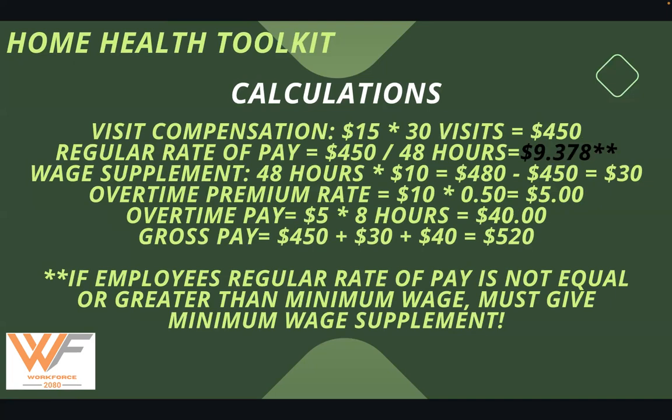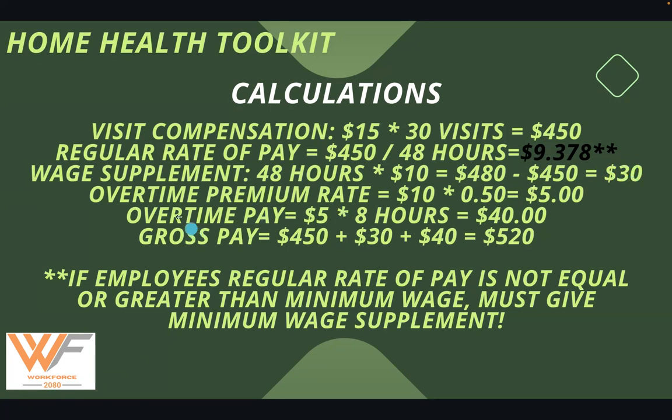Now remember, for the regular rate of pay, we take that total visit compensation and divide by the hours of work. Her average rate of pay in this case is $9.37. That's less than $10 an hour. She works in a state that requires a $10 an hour minimum wage. So because of this, you have to give her a wage supplement. It's very easy to find this. If $10 an hour is the minimum wage, we take that $10 an hour and multiply it by 48 hours. It gives us $480. She was only paid $450 and she needs to be paid $480. So you take that minus the amount she was actually paid and you give her an additional $30 minimum wage supplement.